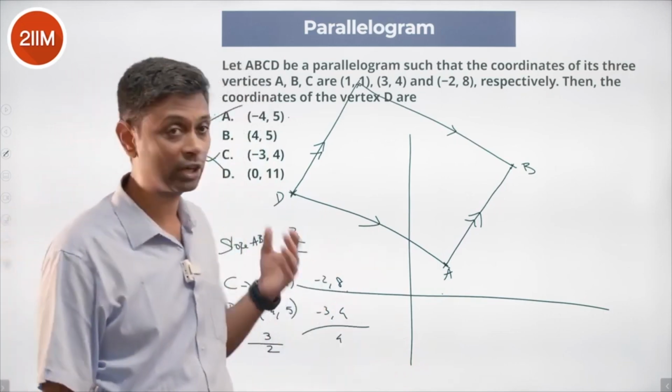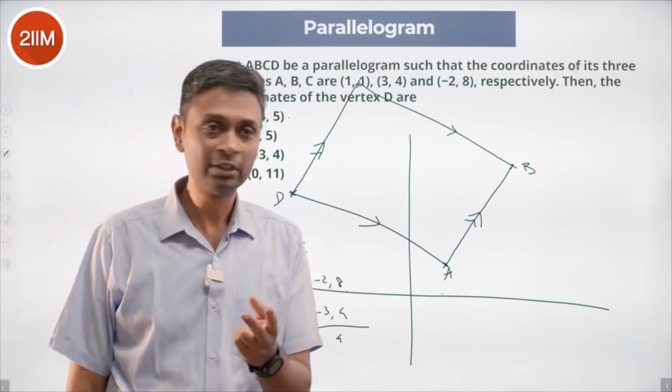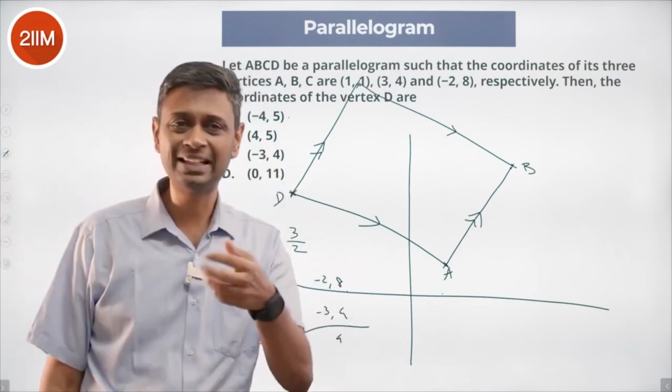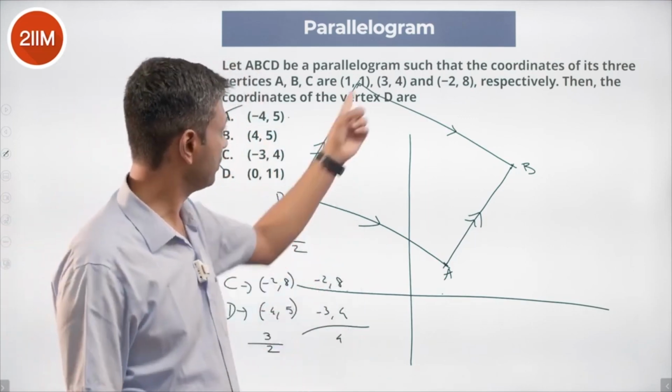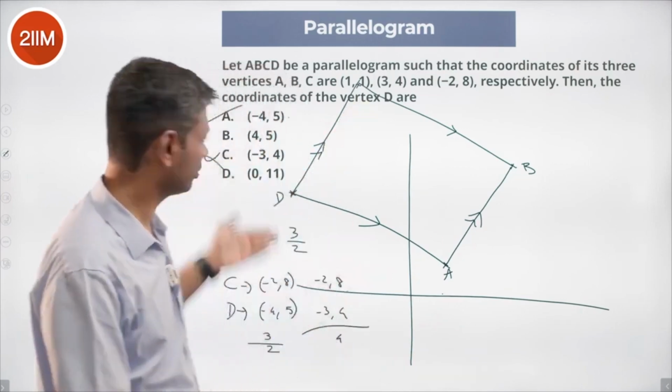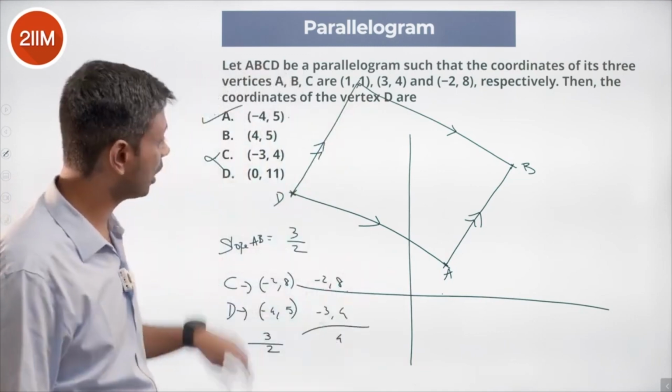Sometimes just plonking in coordinates: slope of AB, slope of BC, slope of CD. We can't find CD, so we find AB and BC, then find AD and CD, and then see if the slopes are equal, algebraically solve it, or go from choices. Minus 4, 5 should work.